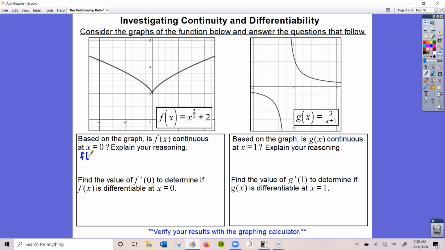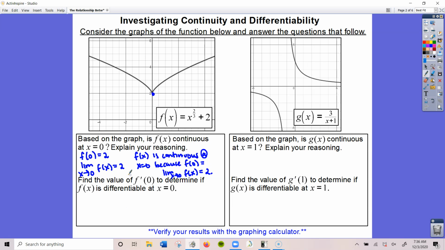So first I would state that f of 0 is equal to 2, since here x is equal to 0. The limit as x is approaching 0 of f of x is also equal to 2. Therefore, because the function value is equal to the limit value, we would state that f of x is continuous at x is equal to 0 because f of 0 is equal to the limit as x is approaching 0 of f of x, which is equal to 2.